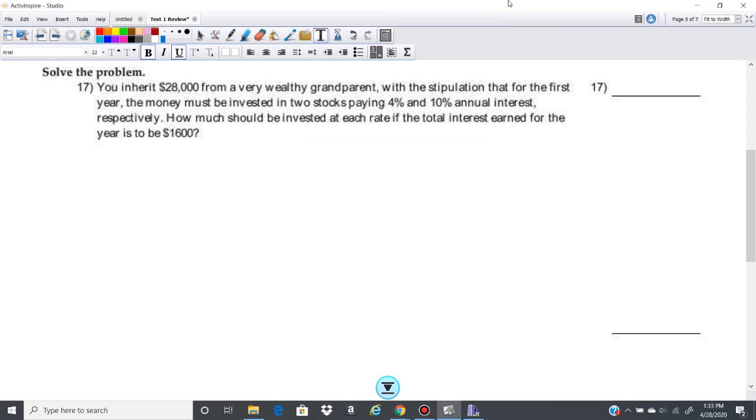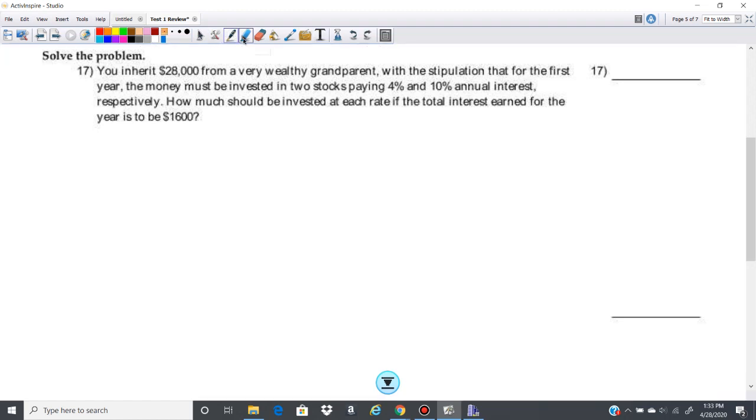All right, next problem, we have a word problem here that's going to involve systems of equations. So let's read through it first, and then let's set up our system. So we are inheriting $28,000 from a very wealthy grandparent with the stipulation that for the first year, the money must be invested in 2 stocks, paying 4% and 10% respectively. How much should be invested at each rate if the total interest earned for the year is $1,600?